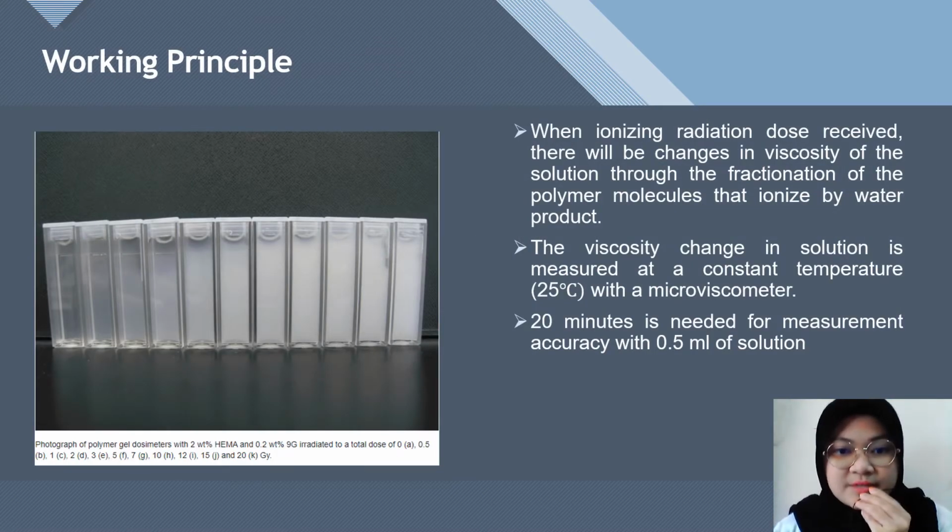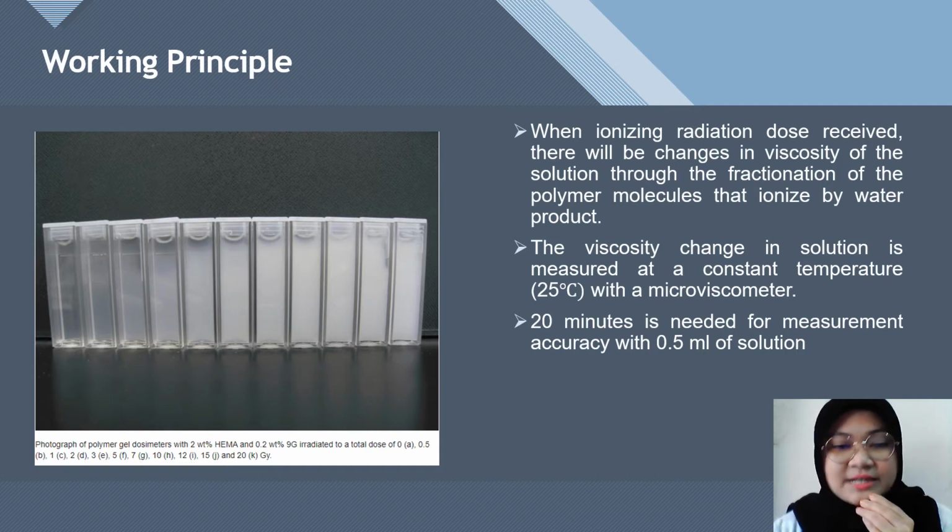So the working principle, or the basic operating principle, for the polyacrylamide dosimeter is that the changes in viscosity of the solution, through the fractionation of the polymer molecule by ionized water products, are directly related to the ionizing radiation dose received. The viscosity change is easily measured at a constant temperature of 25 degrees Celsius with a microviscometer.